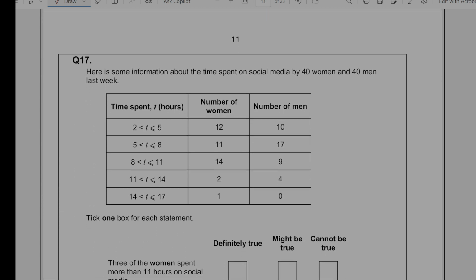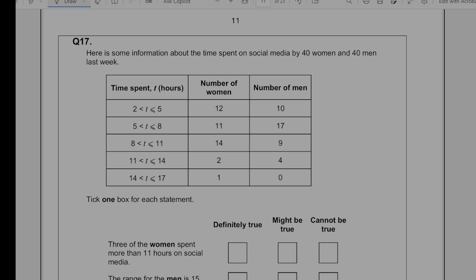Right, question 17. Here is some information about the time spent on social media by 40 women and 40 men last week. Tick one box for each statement. Okay, so let's just get our head around this. Number of men. Okay, brilliant. 3 of the women spent more than 11 hours on social media. So we have got three women that spent more than 11 hours. One of these two couldn't have spent 11 because it's greater than, so that's definitely true.